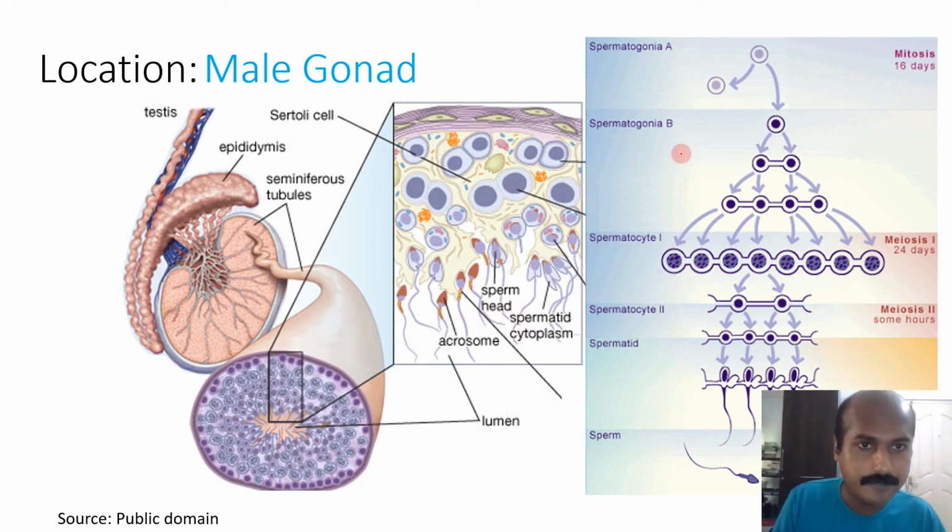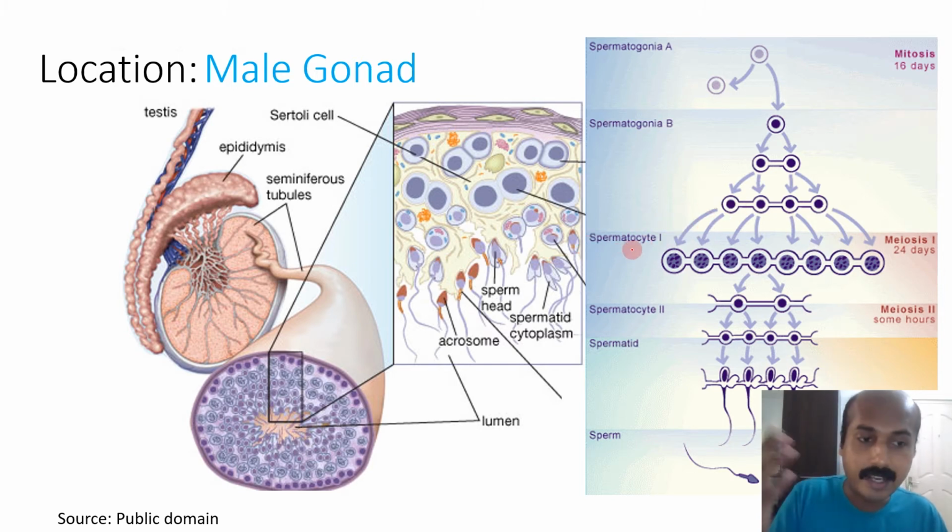After that, the type B spermatogonium again undergoes mitosis. This point may be confused by students. This is not meiosis. This is again mitosis. The mitosis product will be the primary spermatocyte. Okay, this is the primary spermatocyte. So the primary spermatocyte is formed by the mitotic division of type B spermatogonium.